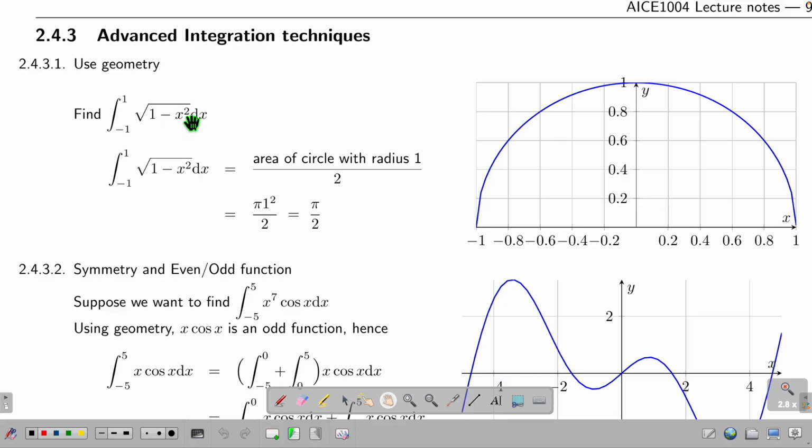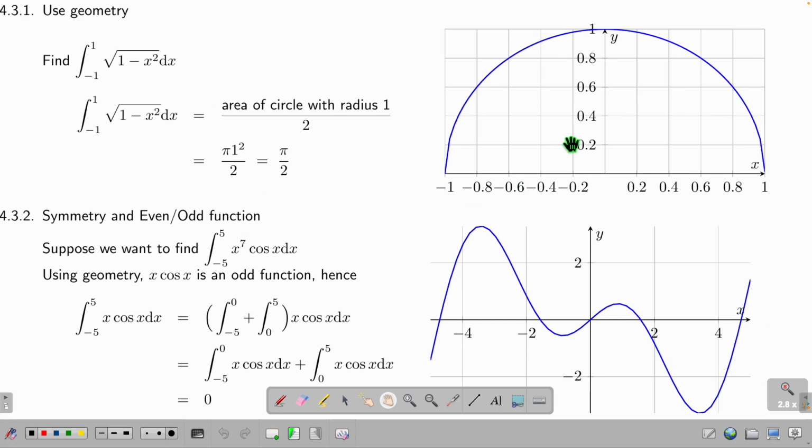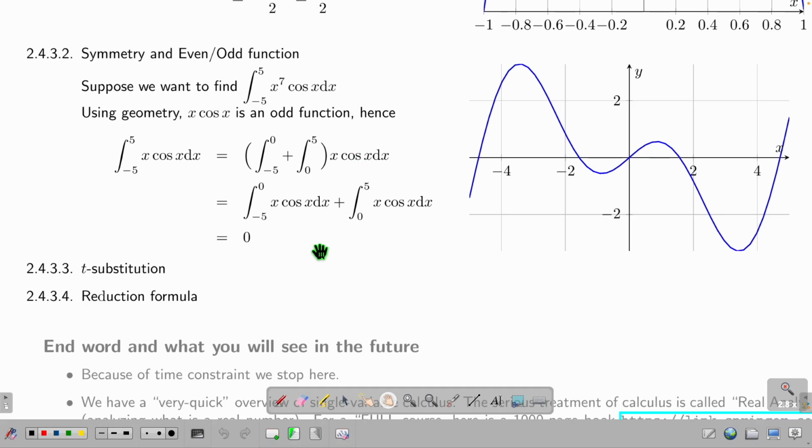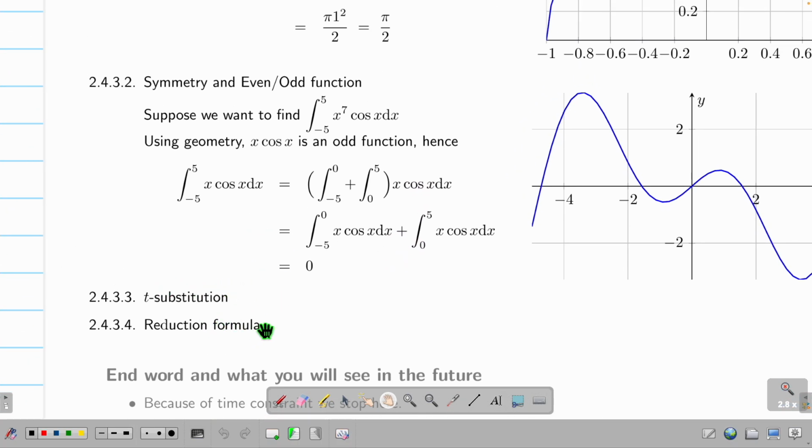Nobody actually will do the complex number substitution, nobody will do the sine cosine substitution. They know this is a circle. Then if you know this is a circle, then you will use the geometry. And then sometimes you will use the property called even odd. That means suppose I have an integration like this, then integration of this part and integration of the other part is the same, just a negative sign, then I can make use of that. Okay, and you can also have something called T substitution and reduction formula, which nobody cares about, okay?